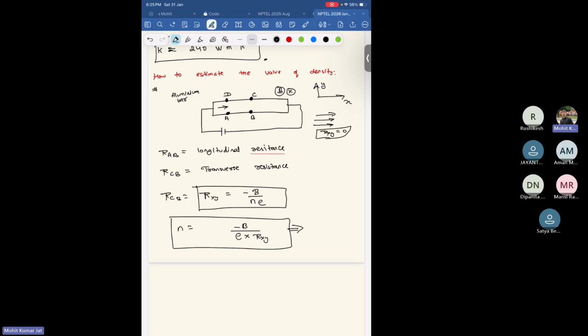But if B is non-zero, since your electrons are moving like this and the magnetic field is perpendicular, there will be a Lorentz force, F equal to q v cross B, that will make the electron drift along the y direction, and that develops the potential that gives you Rxy. This comes from the Drude model itself, that Rxy will be minus B by ne, and then you can estimate your carrier density. This is how it's generally done in the case of 2D materials and the quantum Hall effects, these topological phenomena, where you estimate the carrier density using this method.